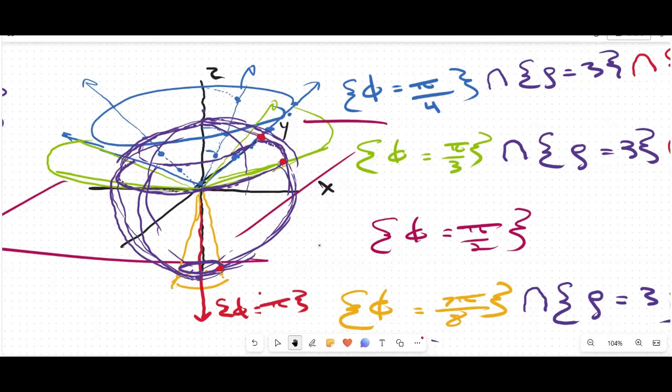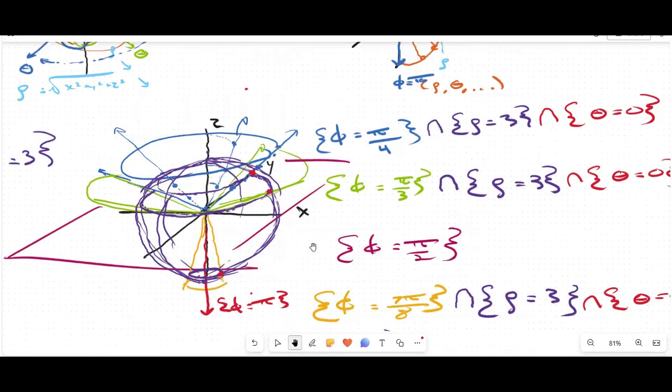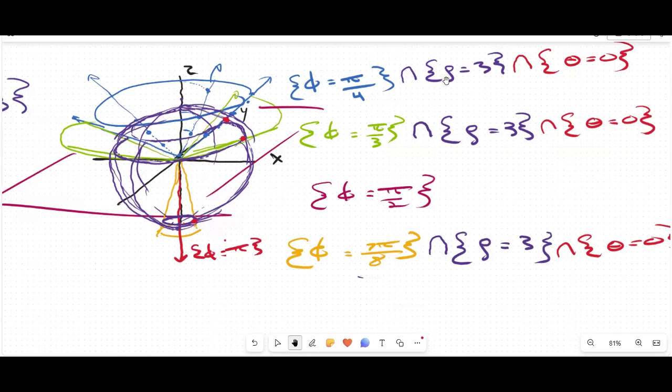Specifying all 3 of these, specifying a choice of phi and a choice of rho and a choice of theta collectively will give you 1 point. That's what it means to put coordinates on a space. That's what coordinates are for. That's what coordinates do. I really wish I could ask if there's any questions, but you're going to have to just go with whatever intuition you just got for it.